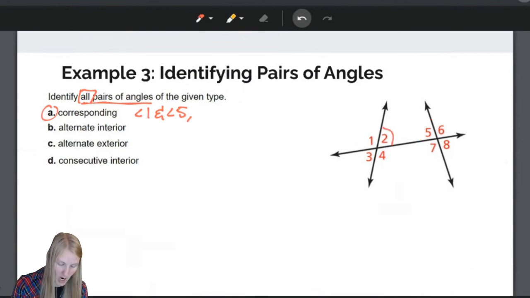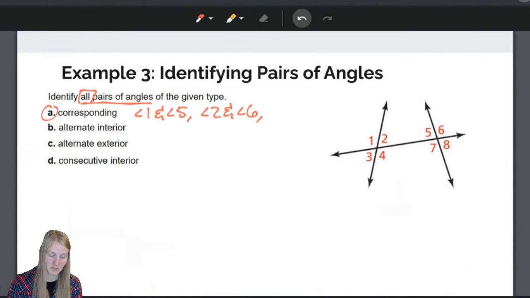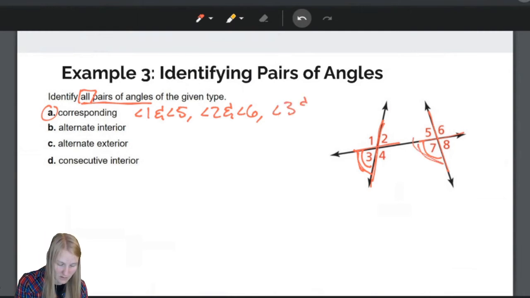Angle 2 is on the top right, and angle 6 is on the top right. So angle 2 and angle 6 are corresponding. Pause the video, see if you can find any more corresponding angles. Unpause it, and I'll do the rest. Angle 3 is on the bottom right, and angle 7 is on the bottom left of this intersection right here, bottom left, and of this intersection right here, bottom left. So angle 3 and angle 7 are also corresponding.